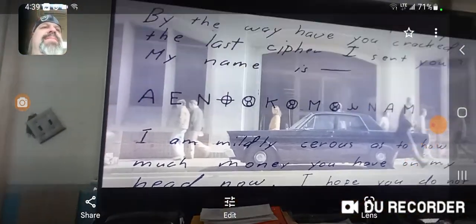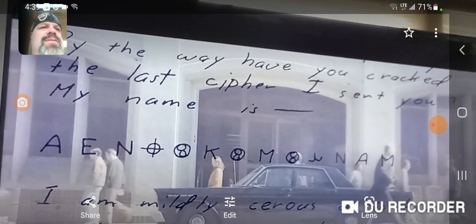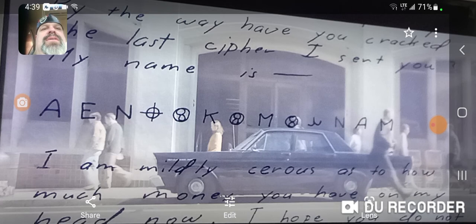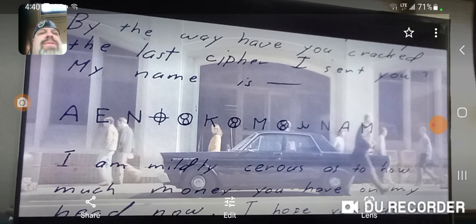I mean, here's another message. And he's talking about how have you deciphered my last message. Now he gets this in here saying my name is. So if you were to go back to the words that I took a picture of and match them up with these, I can just imagine what he put down for a name.